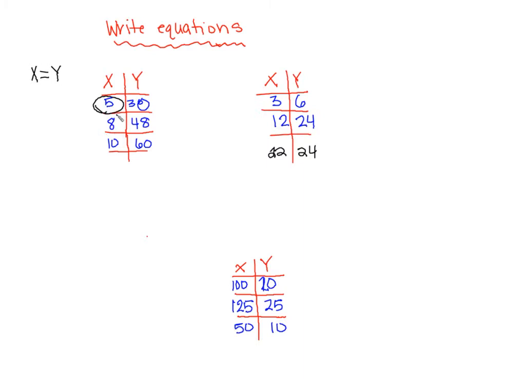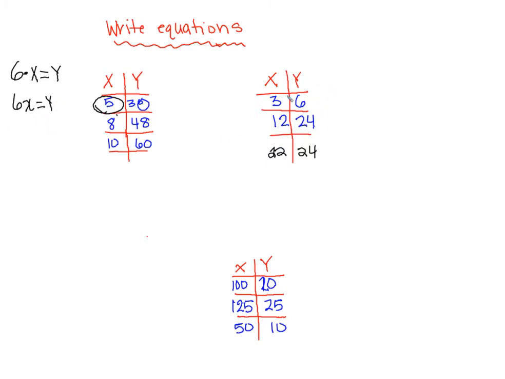How do you go from 8 to 48? How do you go from 10 to 60? What's happening? It's timesing by 6. So you could write 6 times x, you could write 6x equals y. And there's our equation.